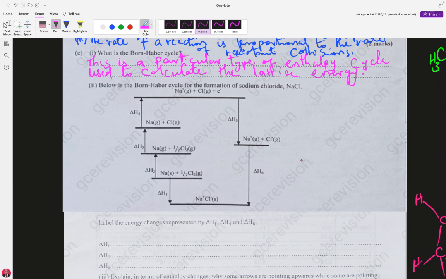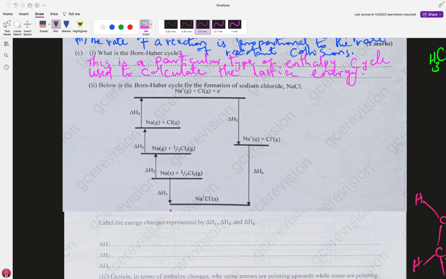We have been told to label delta 1. Where is this delta 1? This is the formation of this lattice. That is the formation of the crystals, the formation of the sodium chloride crystals.